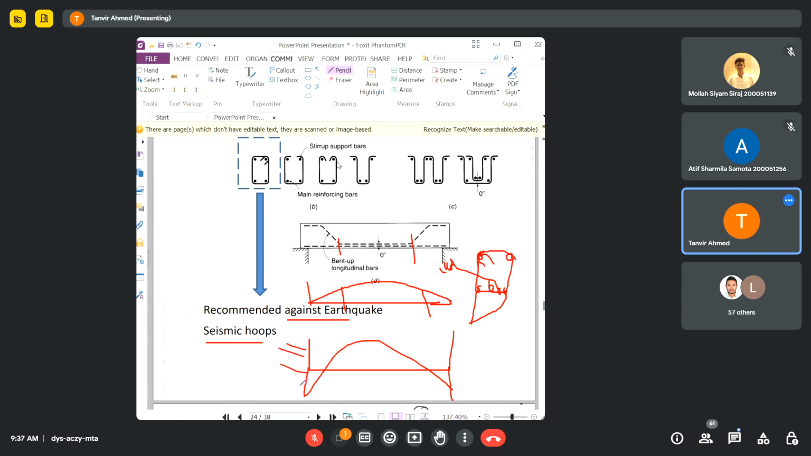In that case, obviously you need this top reinforcement. Then negative moment will come here and positive moment will come here, so you need the top reinforcement. That's why you can crank some of the bars, okay, to the top.